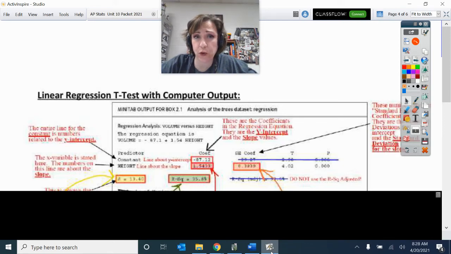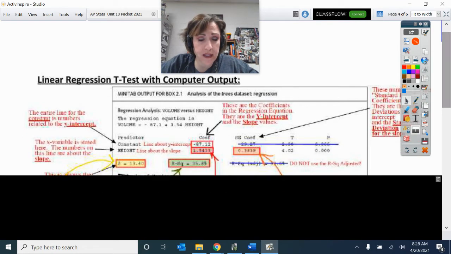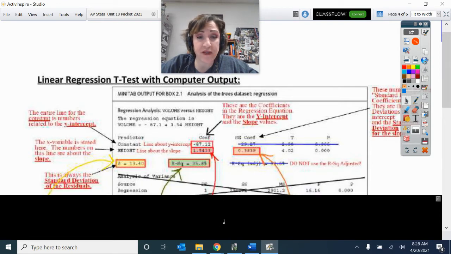All right, let's perform a linear regression t-test with computer output. Let's remember the components to this because everything is given to you. You're not putting data into your calculator and then running the test in the calculator. Remember that this word here is going to be your x variable, your explanatory variable.